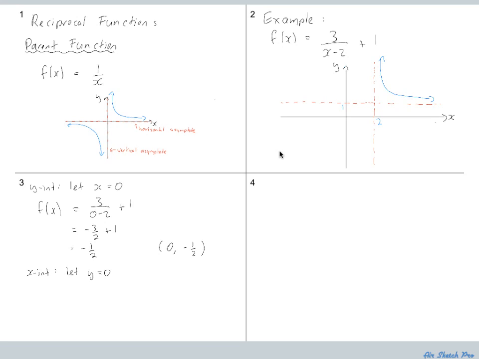Okay. So let y equal 0. So we've got 0 equals 3 over x minus 2, plus 1.